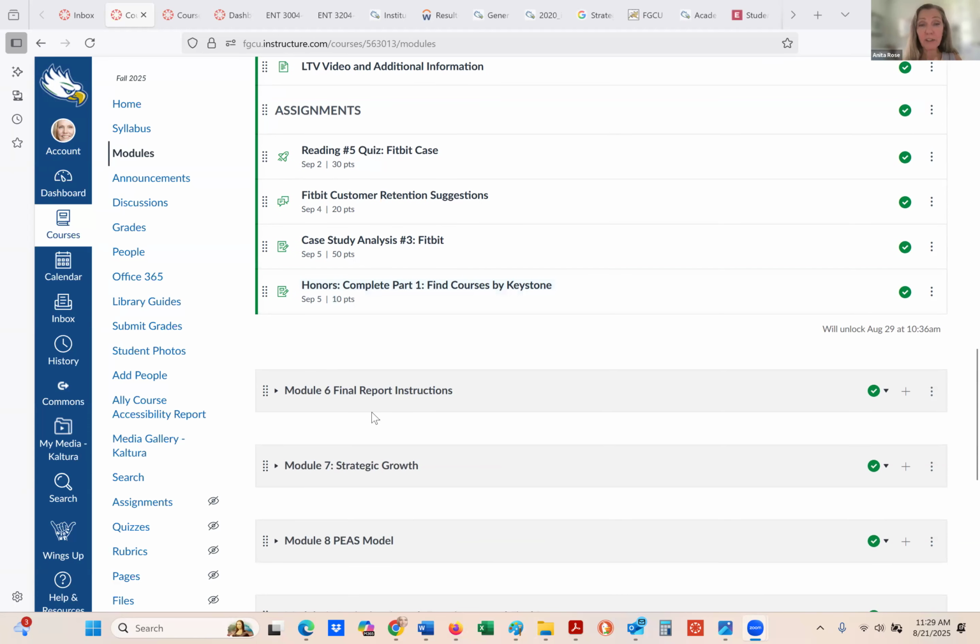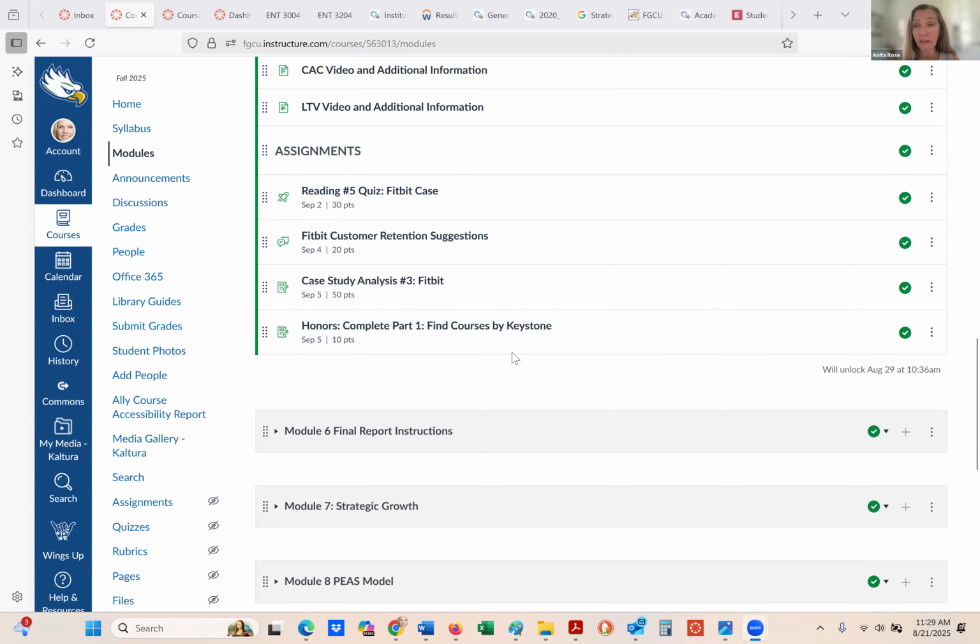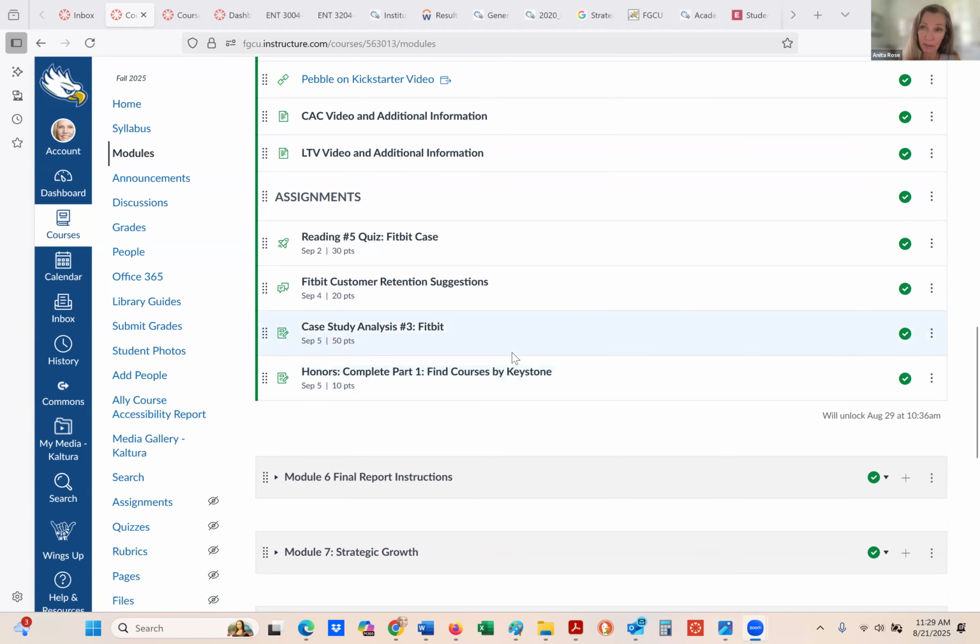The next module, module 6, is when we start going into our business that we're working with and the case study analysis for that business. So we've learned about case studies from 3 different companies, and we're going to take some of that learning from those components into the report that we're going to be writing. And I will go over that in detail when we get into module 6.